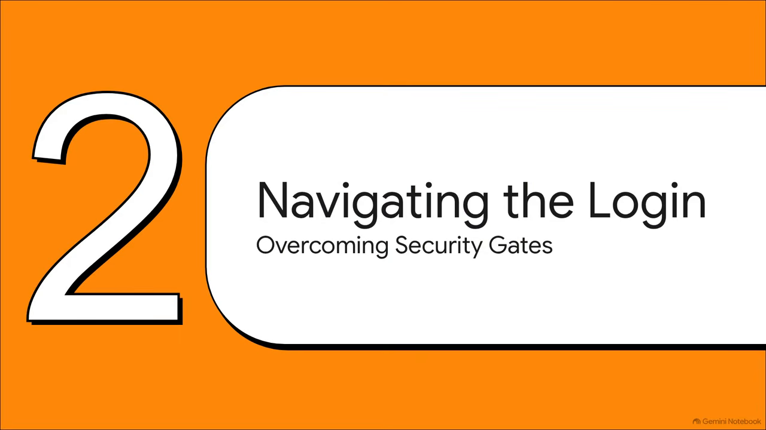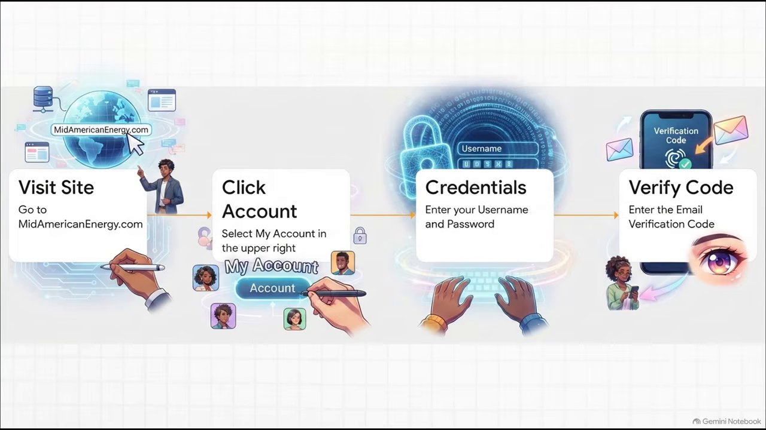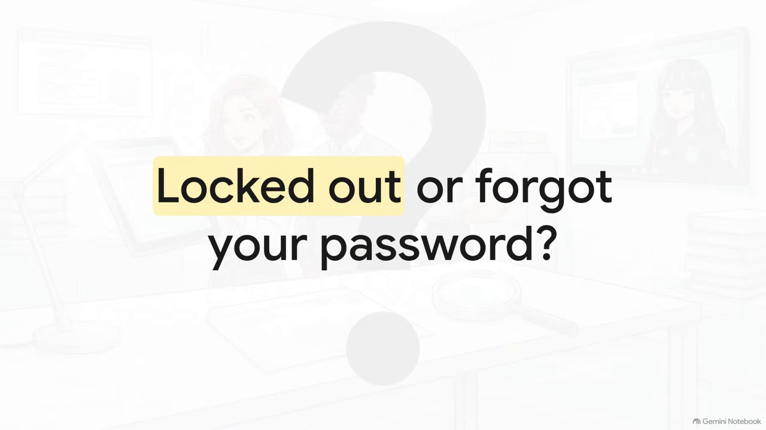Section 2. Navigating the login process. Overcoming the security gates. All right, here is your exact navigational flow to get past those security gates. First, go to the official website, midamericanenergy.com. Second, look way up in the upper right corner and click My Account. Third, punch in your username and password. And finally, depending on your setup, you might be prompted to enter a quick email verification code to authorize the session. Easy enough, right?